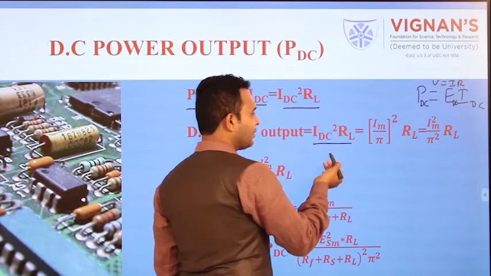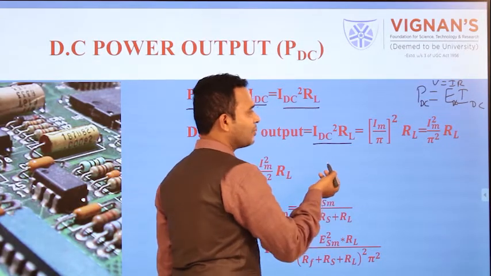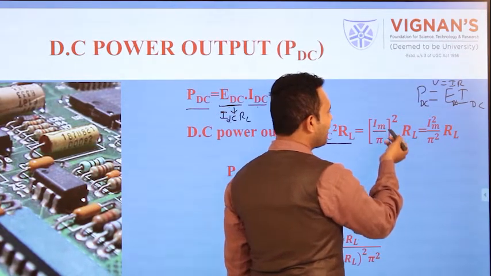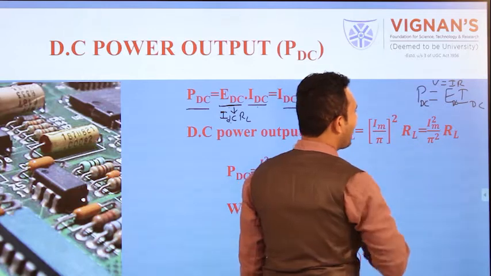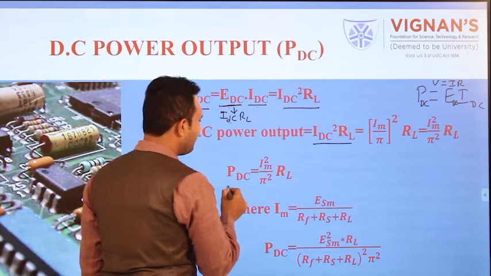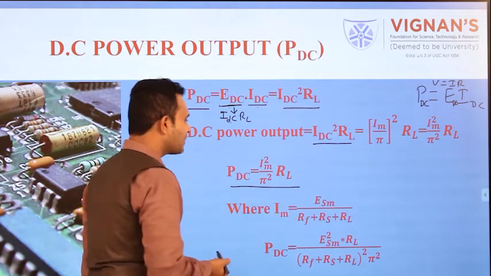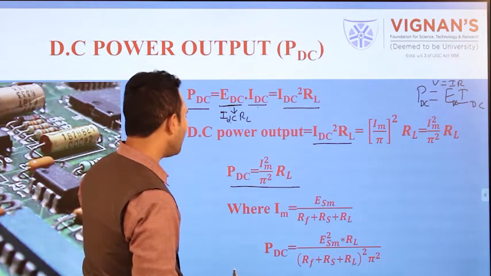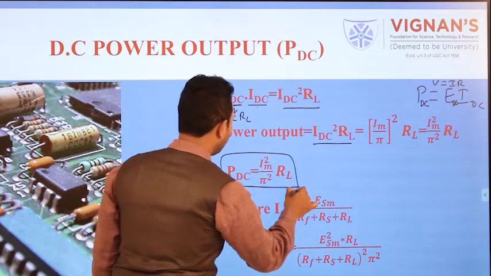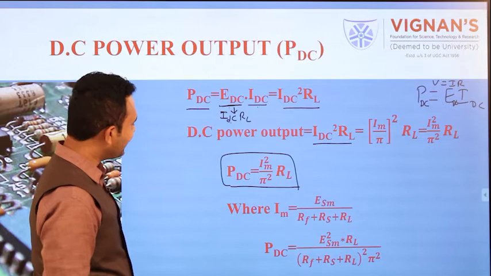So already we know the expression of the IDC. What is the IDC expression? Im by pi, so (Im by pi) whole square into RL. So we are substituting, that means we are getting the PDC equal to Im square by pi square into RL, right? This is the expression for the PDC.